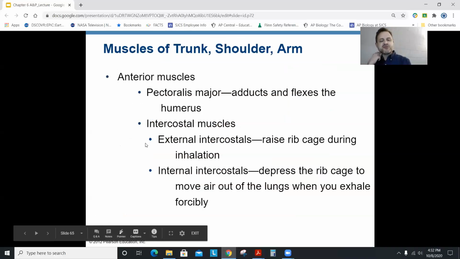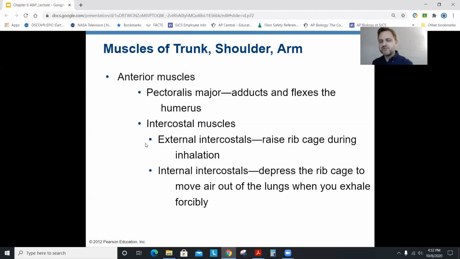Okay, so the muscles of your trunk, arm, and shoulder. A lot of these you're familiar with. So again, we're going to talk about what they do and then show you a diagram. So pectoralis major are your pectoral muscles. Adducting your arm is bringing it in line.